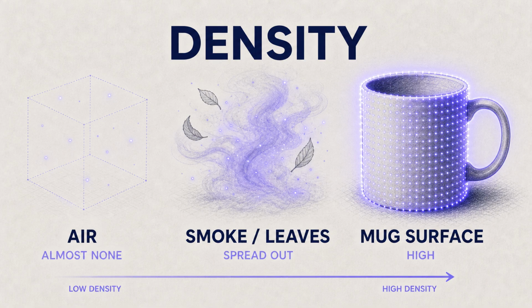Density is the model's way of saying whether something is really there. Empty air should have almost no density. The surface of a mug should have high density. A soft edge, like smoke or leaves, may be spread out rather than perfectly sharp.